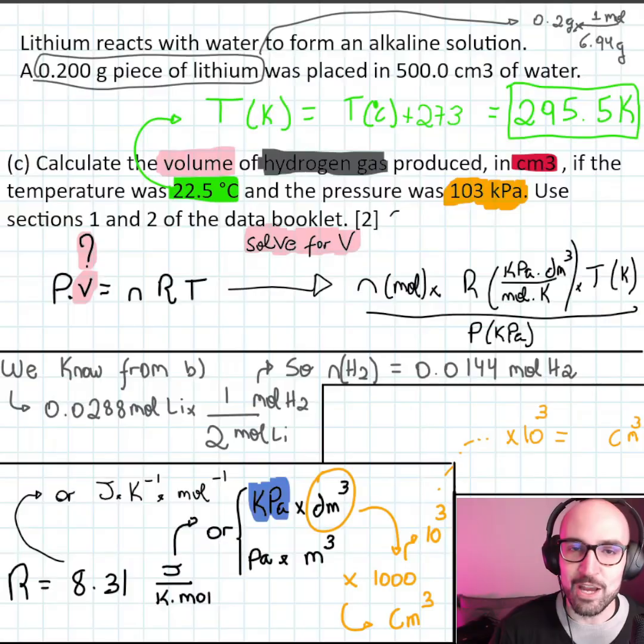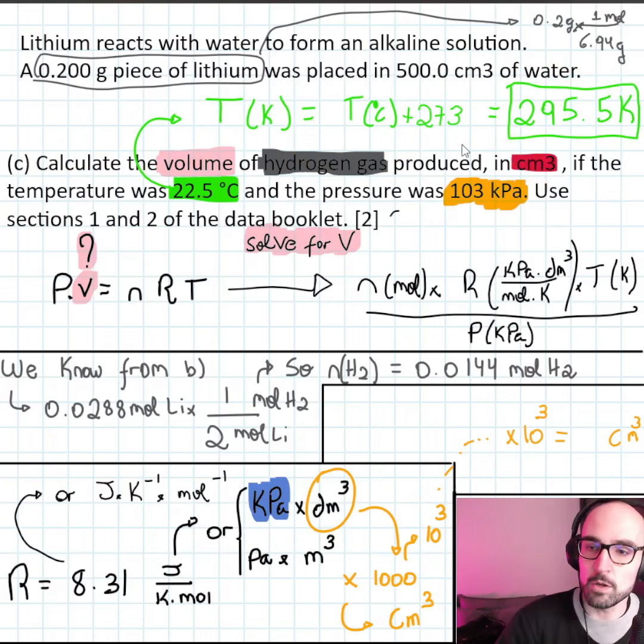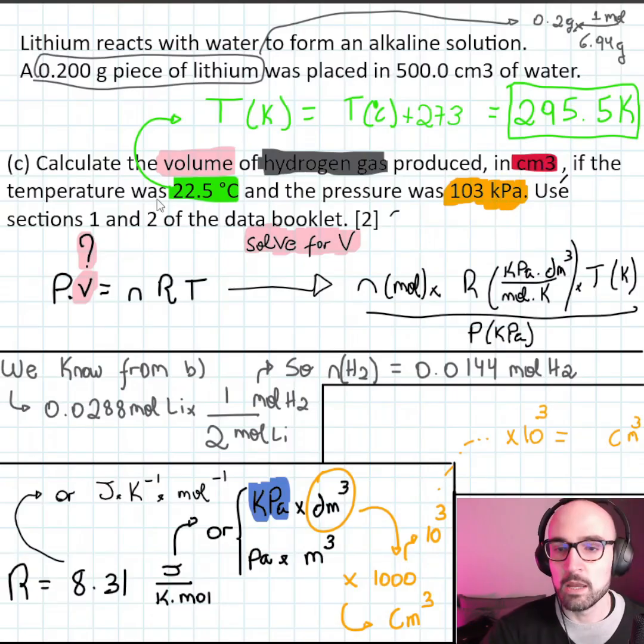Let's read the question, shall we? Lithium reacts with water to form an alkaline solution. A 0.200 gram piece of lithium was placed in 500 cm³ of water. Calculate the volume of hydrogen gas produced in cm³. This is going to be crucial right here. Huge distractor. If the temperature was 22.5 Celsius and the pressure was 103 kilopascal, PV equals nRT.